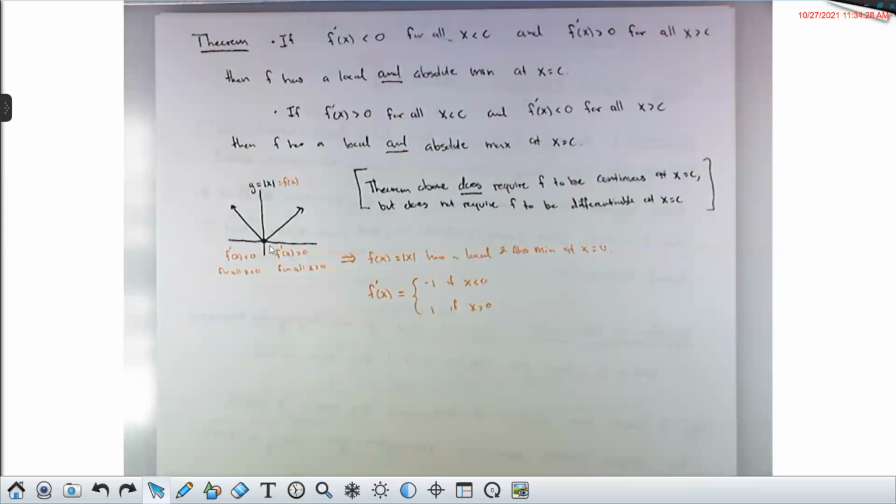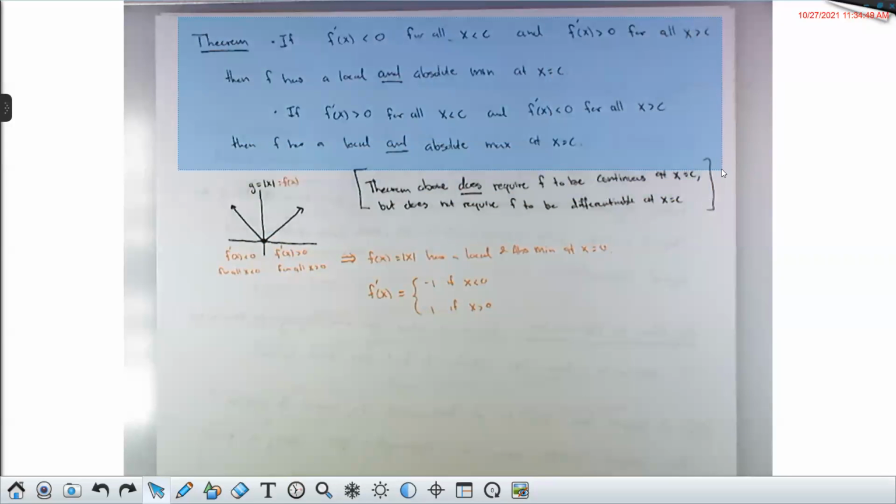And you can see how if I remove the continuity requirement, if I were to put a hole here and put a filled in point up here, then certainly this would no longer be a min, right? So I'm glad you brought this up, because we do need the function to be continuous at x equals c.